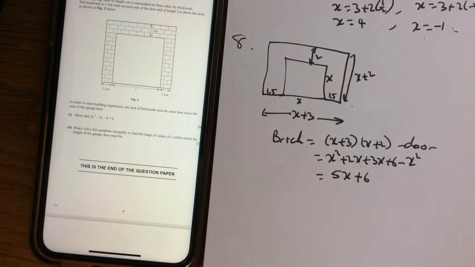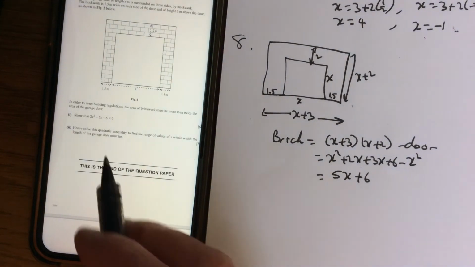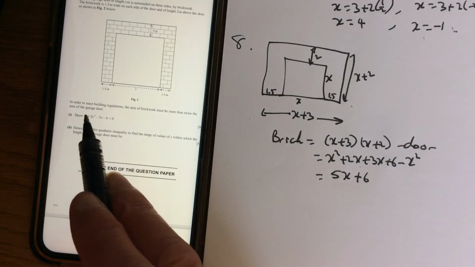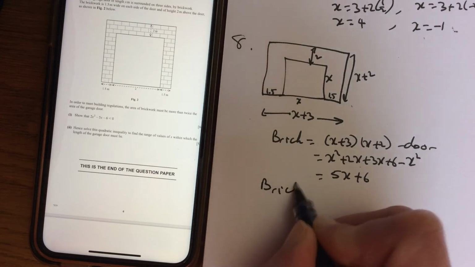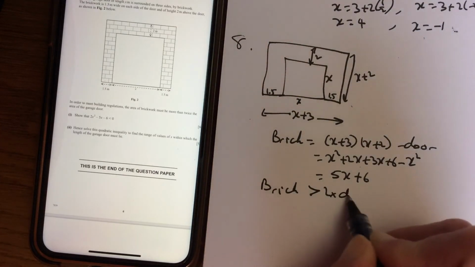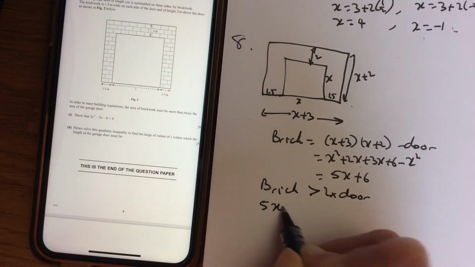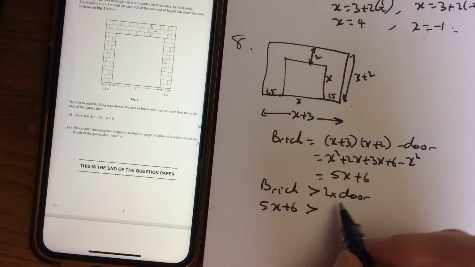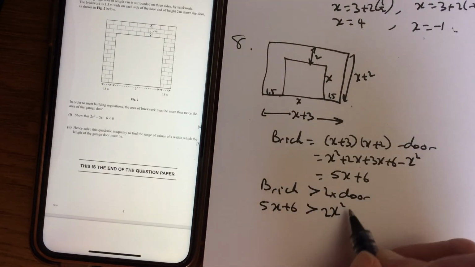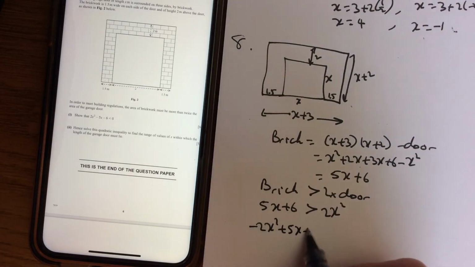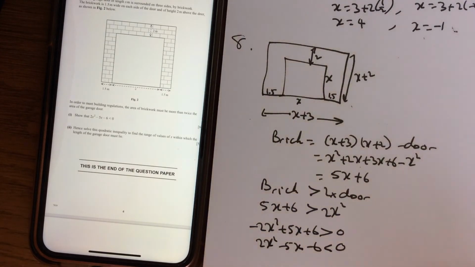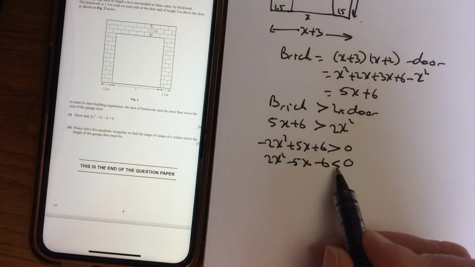Now, the next thing that we're going to do here is it says the area of the brickwork must be more than twice the door. So the brick must be more than 2 times the door. So you have the brickwork up there, and the door is x times x, so it's 2x squared. It's quadratic, so put everything onto one side. Now I would be inclined to change all the signs here, so it's a positive quadratic. Now that doesn't factorise, so make sure you change that sign as well.